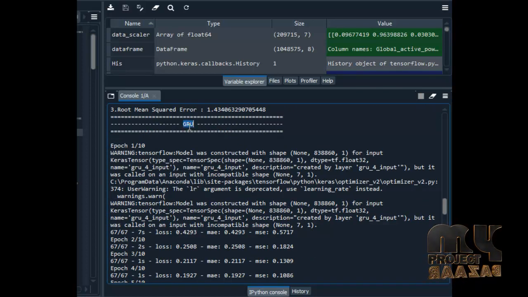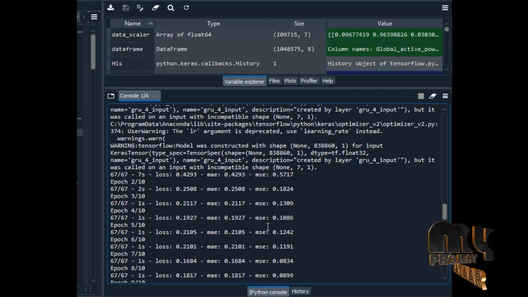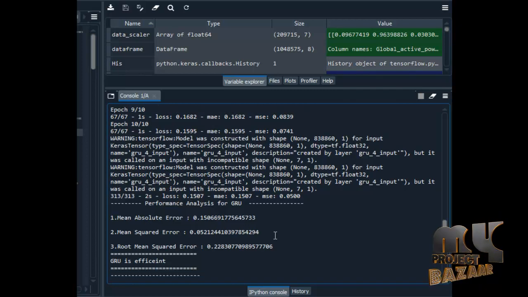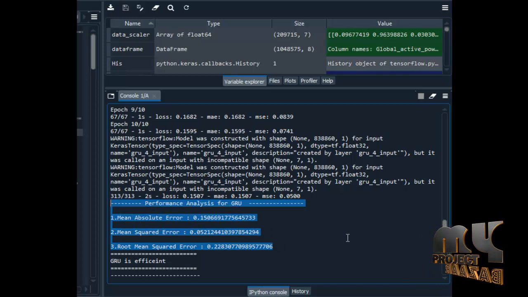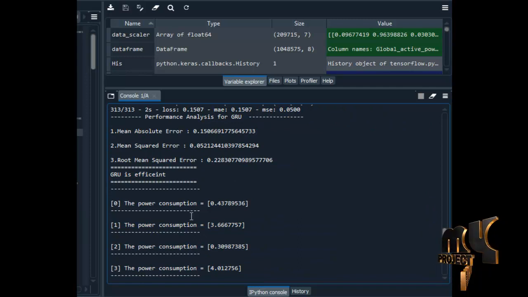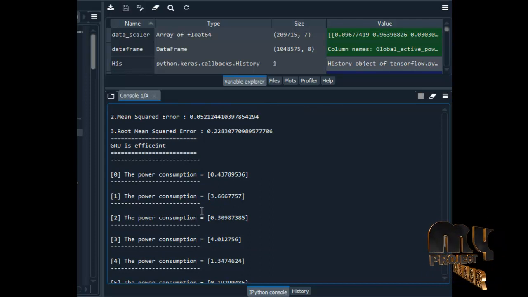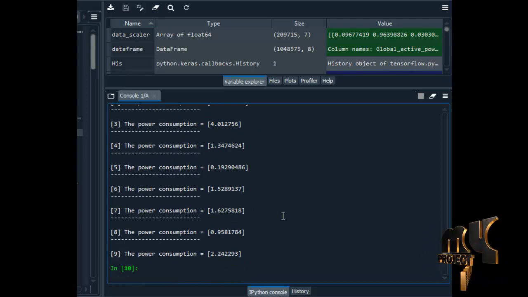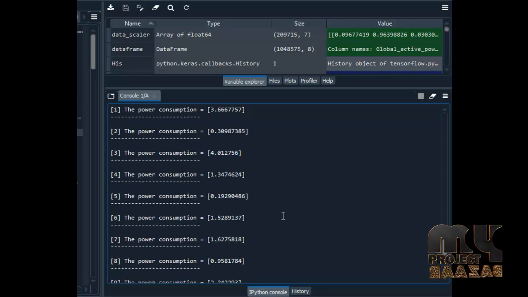Then this is the GRU, gated recurrent unit. This is the performance analysis for GRU. When compared with the two algorithms, GRU is efficient. Then for the prediction, we predicted the power consumption for a sample of data with the help of the GRU algorithm, because GRU is efficient for our project. That's why with the help of that algorithm we are predicting the power consumption. So this is the output of our project.